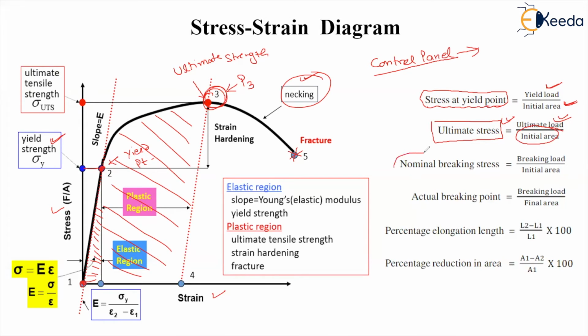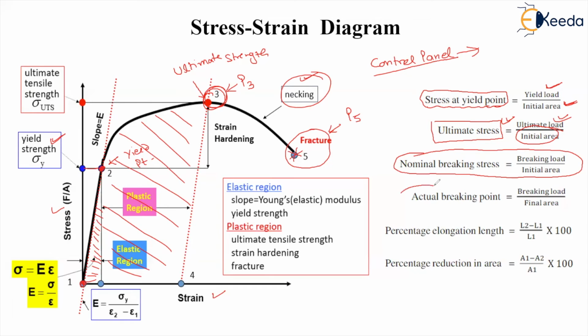Then there will be a breaking stress. So what is breaking stress? The force at the breaking point. What is the load at the breaking point? Suppose P5 is the load at the breaking point. So P5 load upon the original area will give the nominal breaking stress.